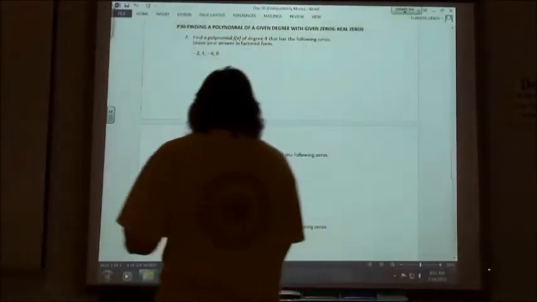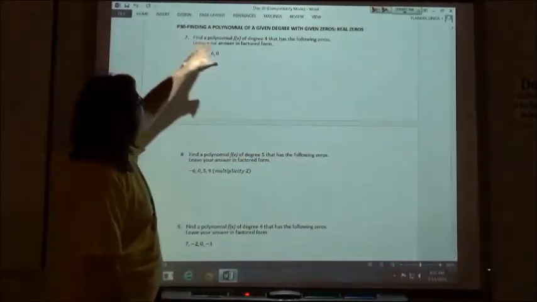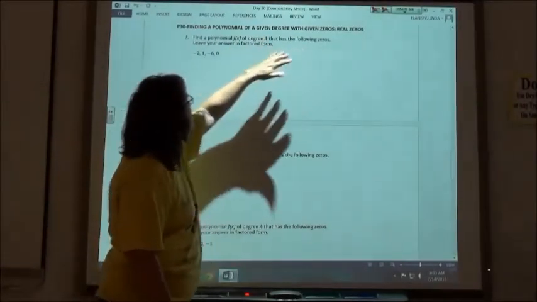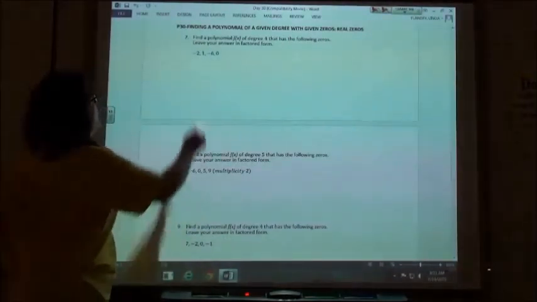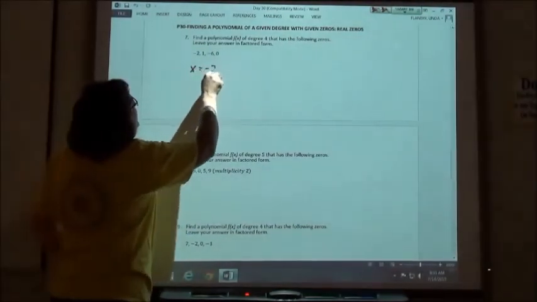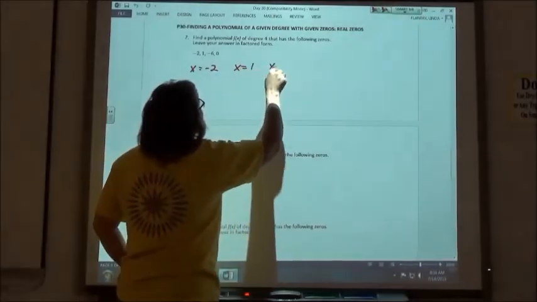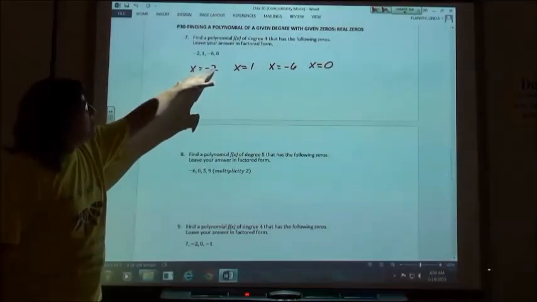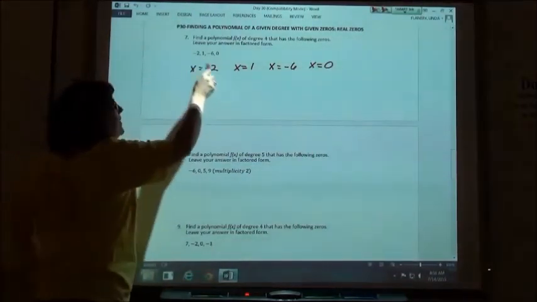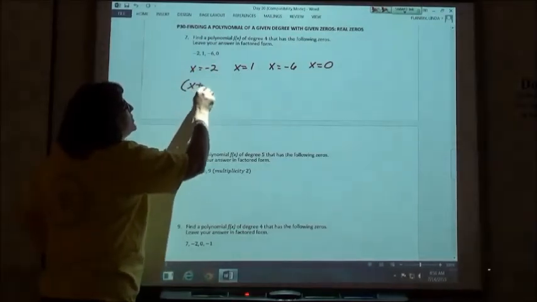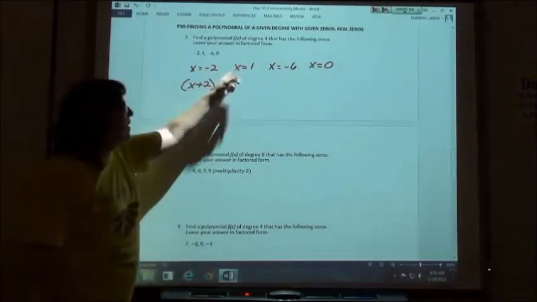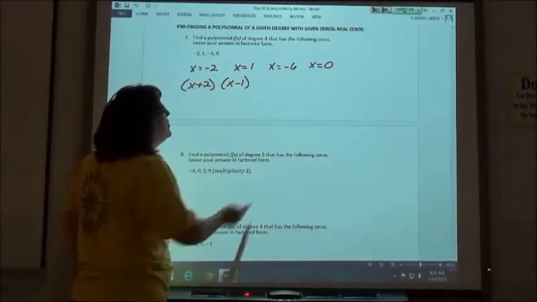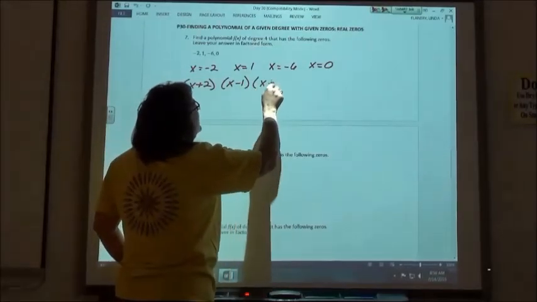Seven, 8, and 9, now they're just working their way sort of backwards. They want you to find the polynomial f of x degree 4, which means it has 4 zeros, and it gives you the following zeros. Well, if my answers are x equals negative 2, x equals 1, x equals negative 6, and x equals 0, when I solve these, I would have had to move these over. And so if negative 2 is an answer, my factor would have been x plus 2, right? If 1 is an answer, then x minus 1 was my factor. If negative 6 is, then I would have x plus 6.